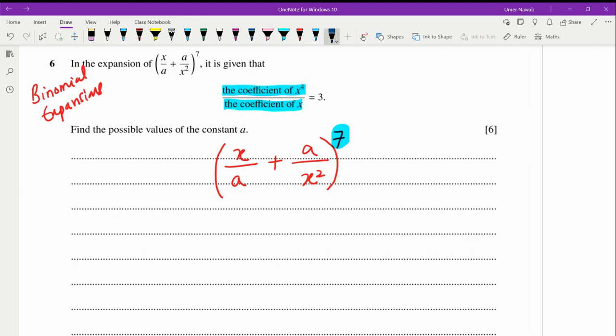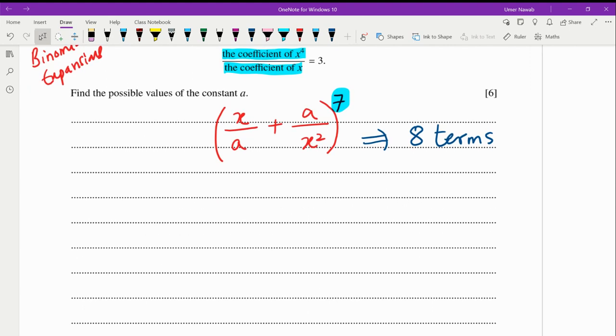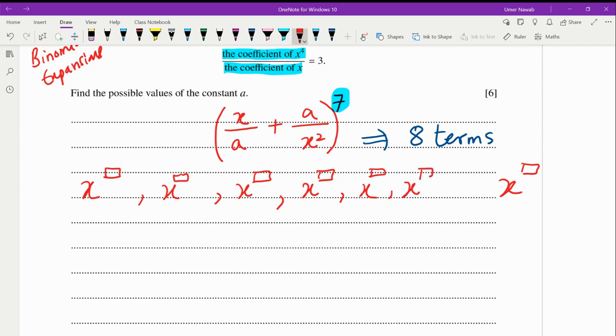When we expand it, we are going to get 8 terms, one more than what the power is given. So 8 terms we will get in the expansion. How the powers look like, what would be the first power, what would be the last power, and how the powers will be growing. You understand? So I know that I'm gonna get 8 terms: 1 2 3 4 5 6 7 and 8. I don't know what would be the power.